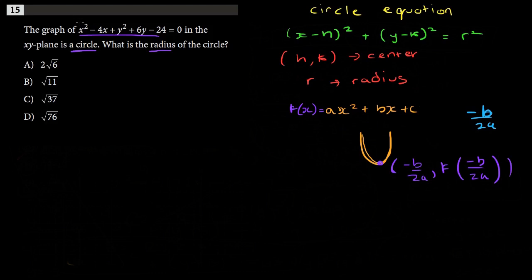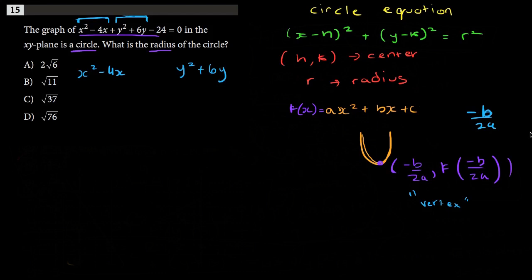And that is what we're going to do in this question. We're going to segment this circle equation into two parts, and we're going to find almost a quote-unquote vertex for both of these segments. Those segments are x squared minus 4x, and y squared plus 6y. Those are our two segments, and we're going to find the fake vertices for those two segments.